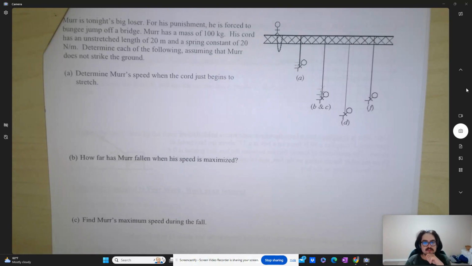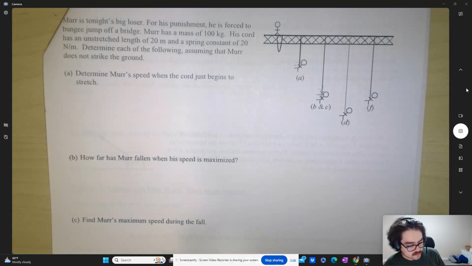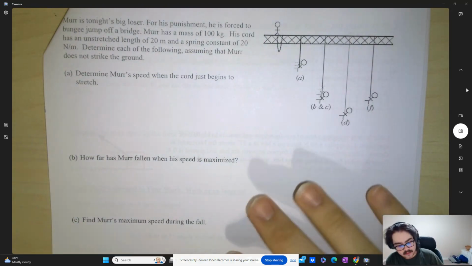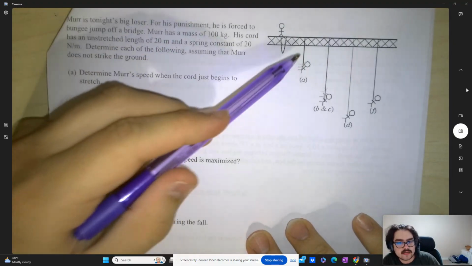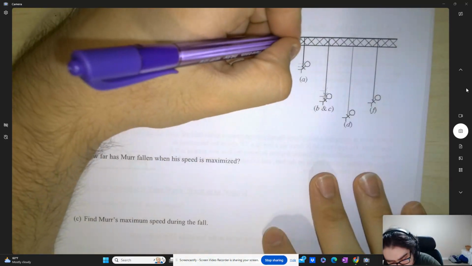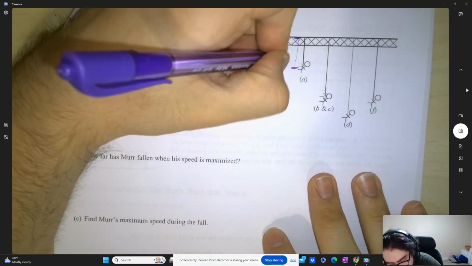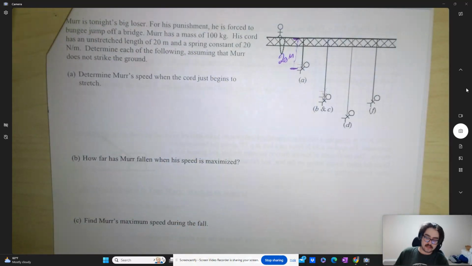Murr has a mass of 100 kilograms. His cord has an unstretched length of 20 meters and a spring constant of 20 newtons per meter. Determine the following, assuming that Murr does not strike the ground. Okay, hopefully he doesn't strike the ground because that would be really bad. Okay. Determine Murr's speed when the cord just begins to stretch. So notice that the cord has an unstretched length of 20 meters, which means that he can fall for 20 meters before the cord actually starts to stretch and pull him back up.